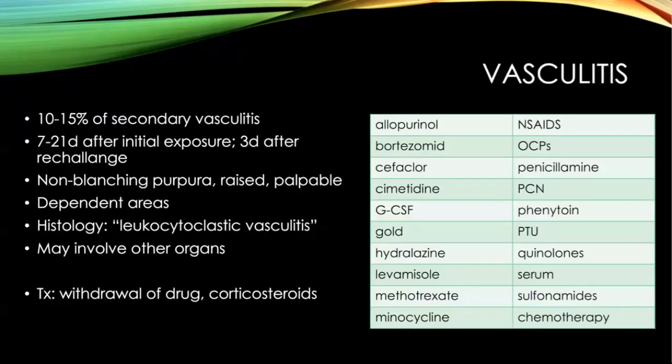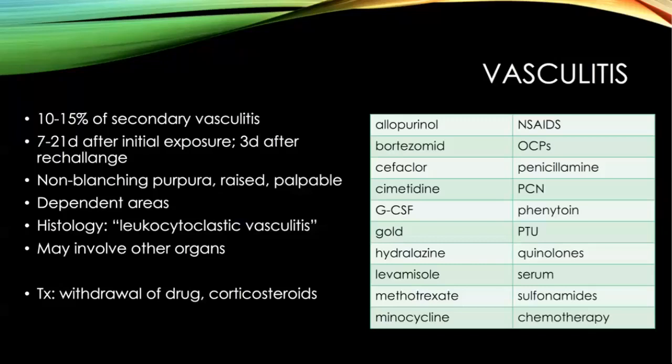And then drug-induced vasculitis actually accounts for about 10 to 15% of secondary vasculitis. The vasculitis can occur 7 to 21 days after initial exposure or after 3 days of a re-challenge. It's characterized by a non-blanching purpura that becomes raised, and they're palpable, typically in dependent areas, with the exception of levamisole, which we'll talk about in a minute.